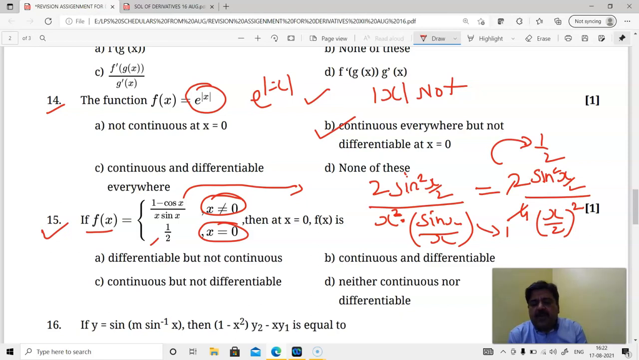But do you think we need to check whether it is differentiable or not? Here I will not say that you use the left hand derivative and right hand derivative and then check it out, because that may lead to long calculations, and we may lose marks because we will be losing time on that.